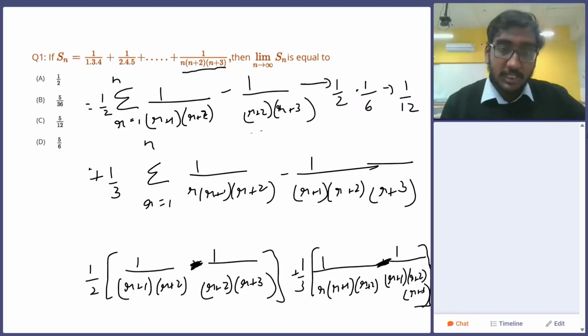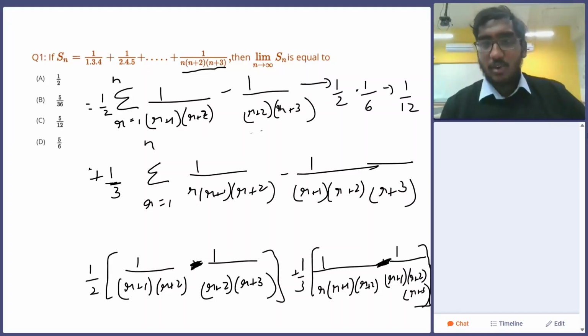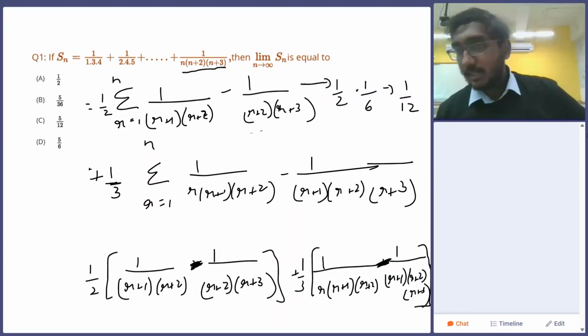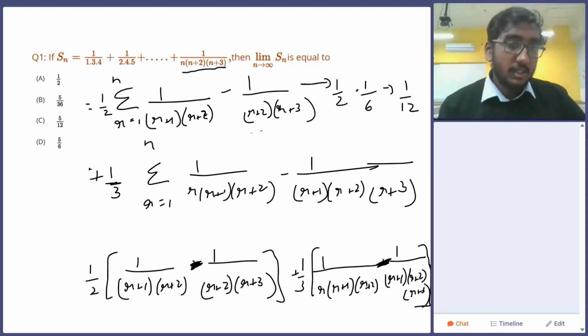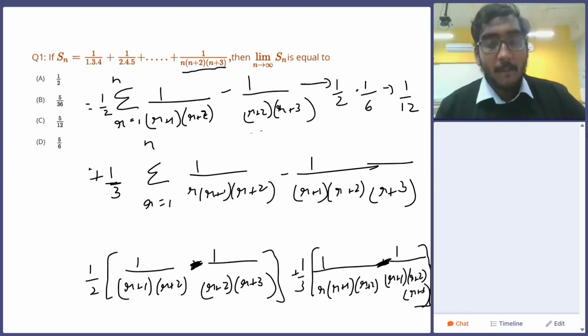Likewise, what about the value of the second summation? And there is a 1 by 3 as a coefficient over here. Here also, all the terms will get cancelled. First term and the last term will remain. The last term will approach infinity, you can ignore that. And the first term has a value of 1 by 3 factorial, no? 1 by 6 into 1 by 3 will be what? 1 upon 18, right?